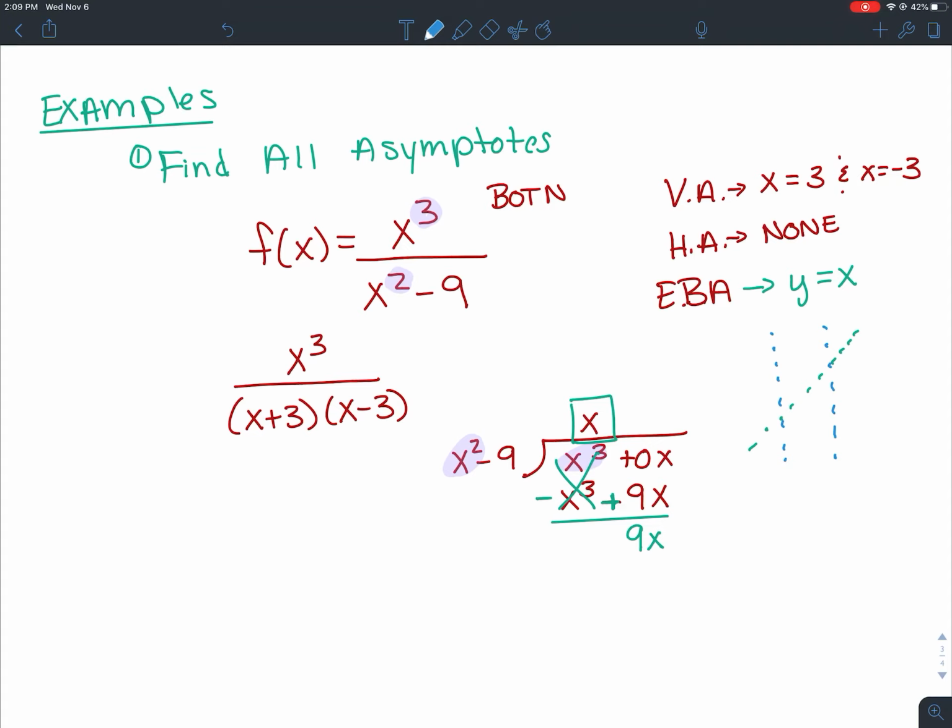My graph is going to be here and here on the ends, and then the middle is happening like that. There's something happening in the middle. I just didn't know how that was going to look. That's why I grabbed my calculator.